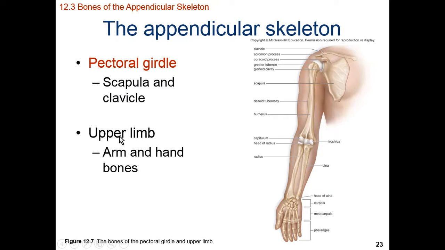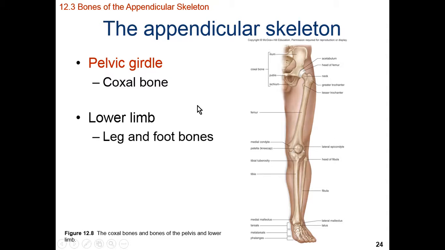So what's our pectoral girdle? Our pectoral girdle is going to be made of the clavicle and the scapula. And the clavicle or collarbone and the scapula serve as the anchoring point for the arm. So the pectoral girdle is how the arm is anchored to our main torso. And then we'll have the upper limb, aka the arm and hands. And within that upper limb we'll have the humerus, then we'll have the radius and the ulna, the carpals, metacarpals, and the phalanges.